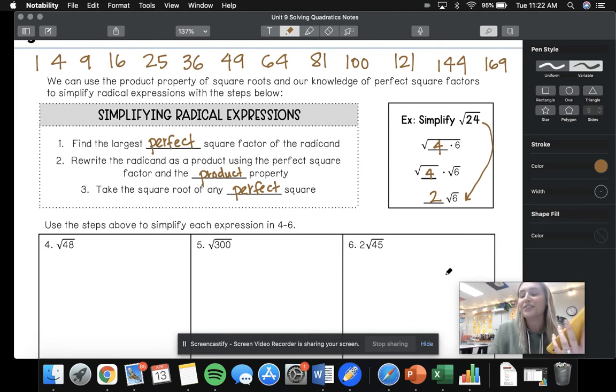4.898979486. Okay, so all we're doing right now is simplifying our radicals. We're not changing it at all. We're just rewriting it in a simpler and easier way.